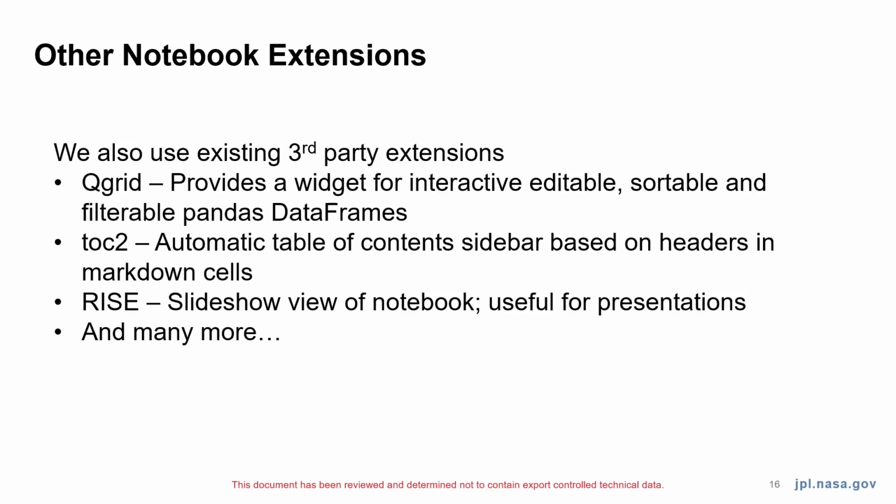Toc2, or Table of Contents 2, is an extension that automatically generates a table of contents sidebar based on headers that appear in Markdown cells. For lengthy notebooks, this allows the user to easily jump around with no extra effort on the notebook developer's part.